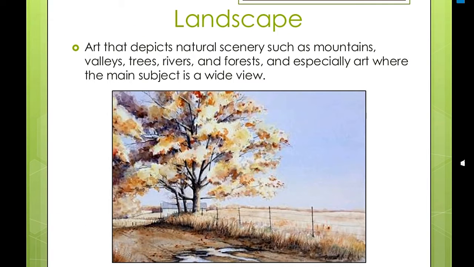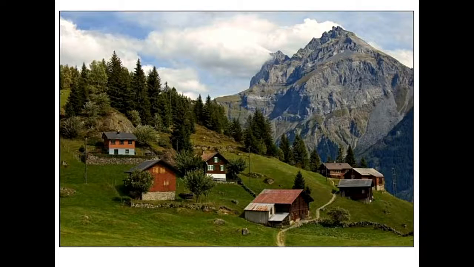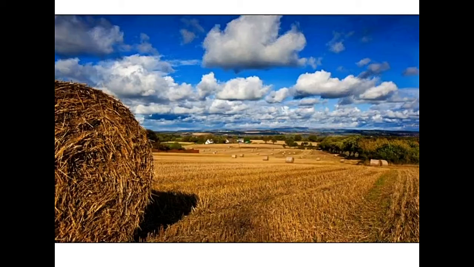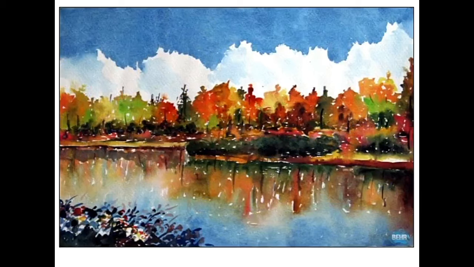Landscape art depicts natural scenery such as mountains, valleys, trees, rivers, and forests, and especially art where the main subject is a wide view. Here are some examples of landscape painting using watercolor. This one is the style called Impressionism, using saturated and intense color.